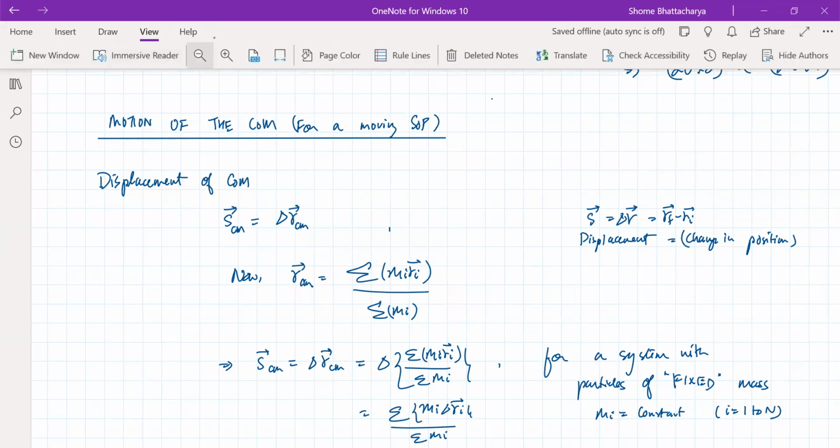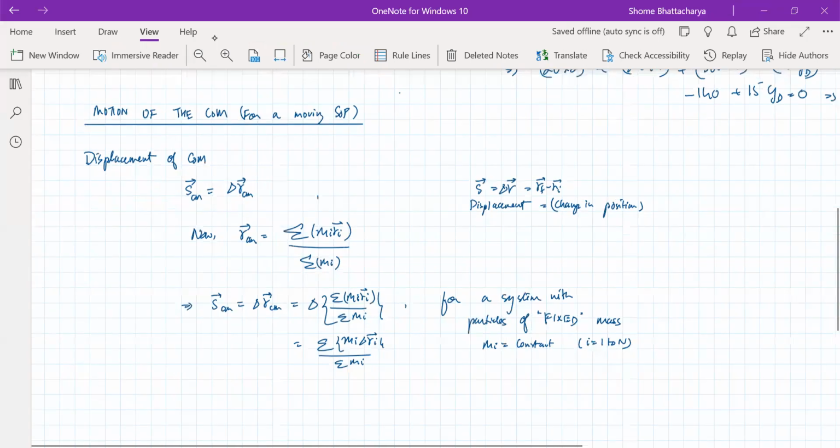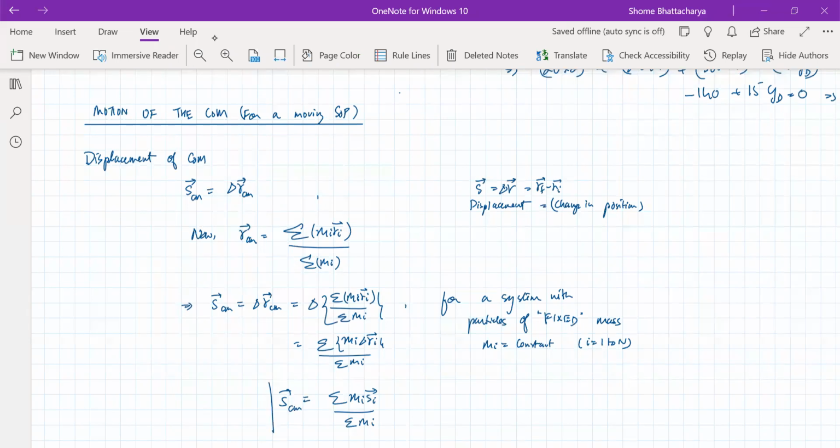And further, delta ri is nothing but displacement of a particular particle. So it is weighted mean of the displacements of particles weighted with respect to the masses. So you can see that the displacement formula has a symmetry. Just like position of center of mass is weighted mean of individual positions, like that, displacement of center of mass is the weighted mean, but of the individual displacements, not the position. It is the weighted mean of the displacements of all particles.